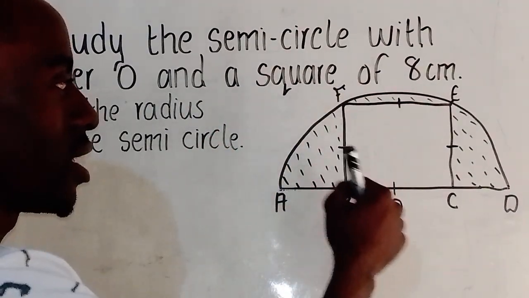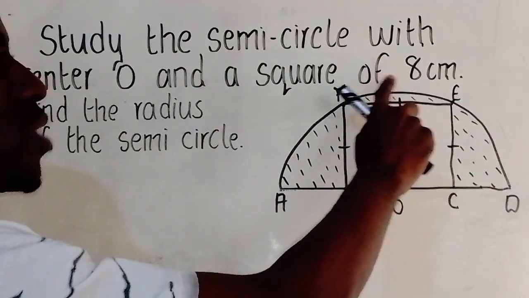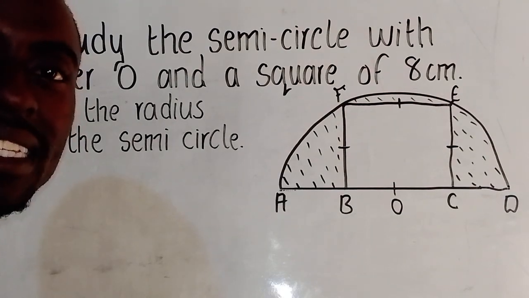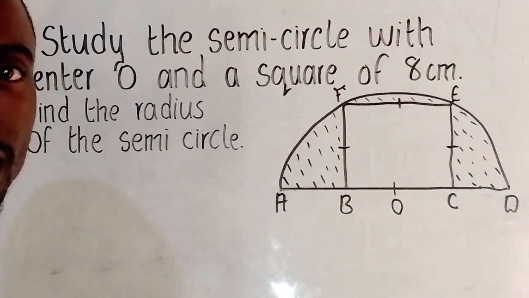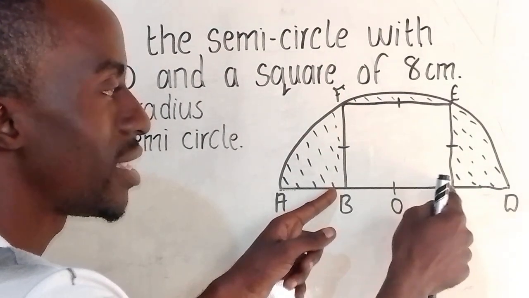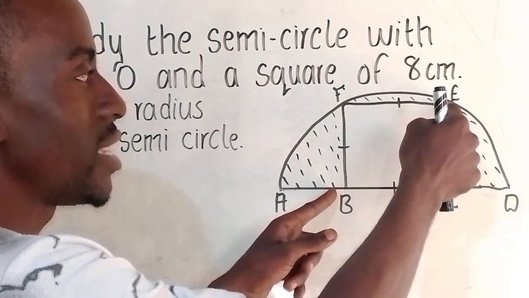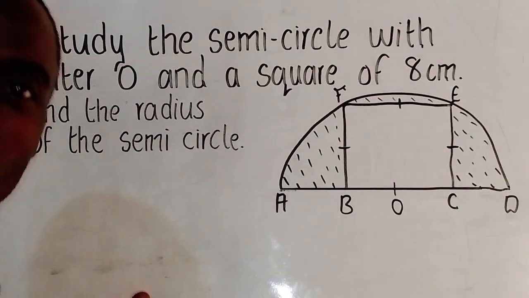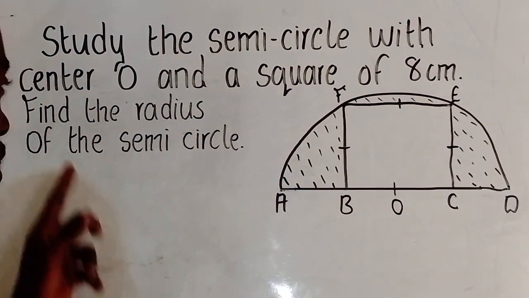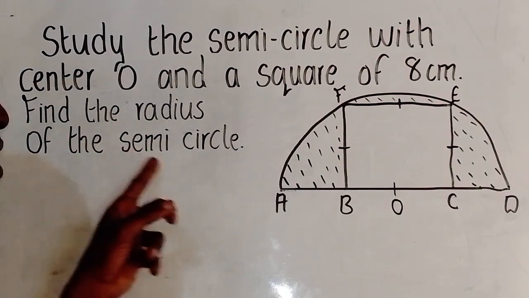So here, this is a square of what? 8 centimeter. When they say 8 centimeter, it simply means all the sides here are 8 centimeter. So from here to there is 8, here to there is 8, here to there is 8, here to there is 8. I hope you are following. Now the question is saying find the radius of the semicircle.